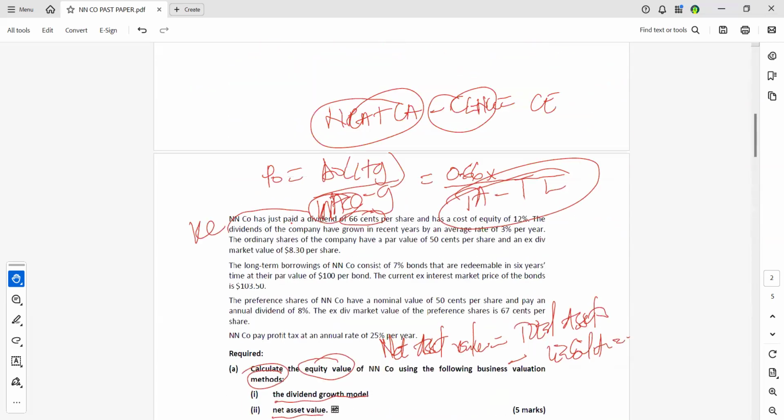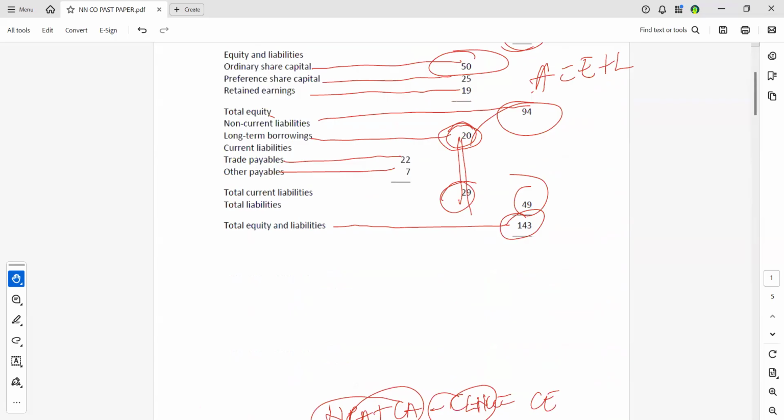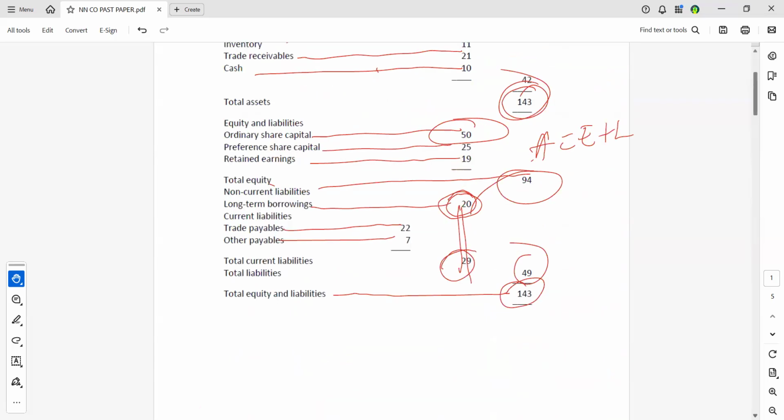What do we do here? A minute. Oh, there was preference shares. Sorry, we missed the preference shares. The preference shares assume a form of liabilities, right? So we're supposed to also consider the preference shares. The reason why we are supposed to incorporate preference shares: had the examiner not said that we need to calculate the equity value, guys, the preference shares would not have been important. So equity value means determining the value of the company for only equity holders.